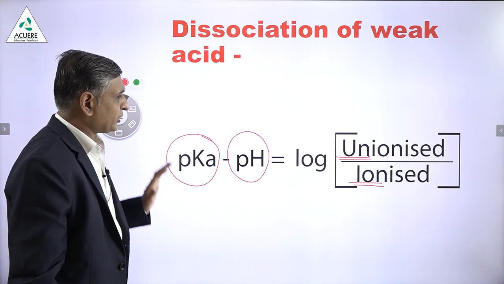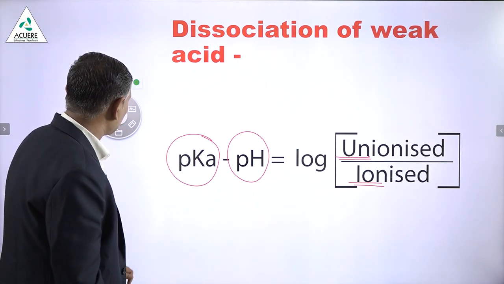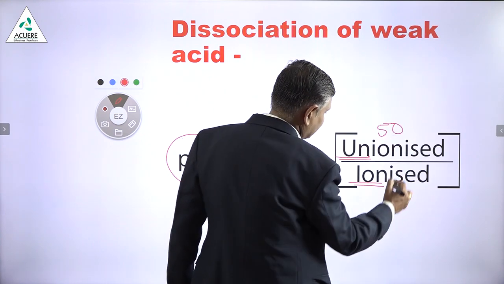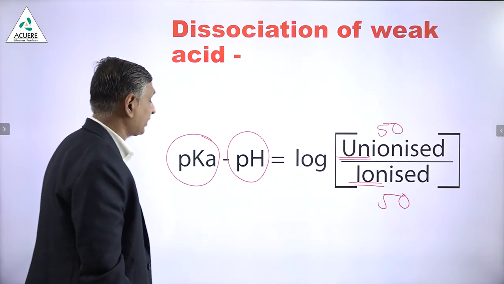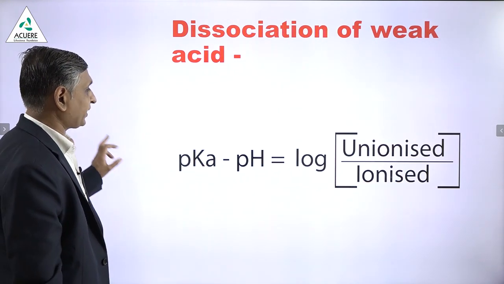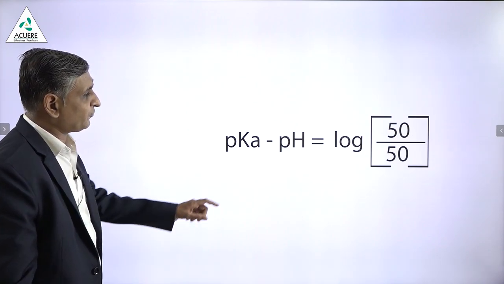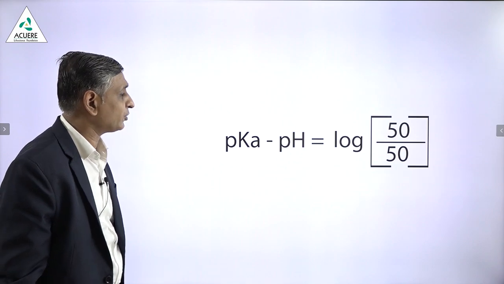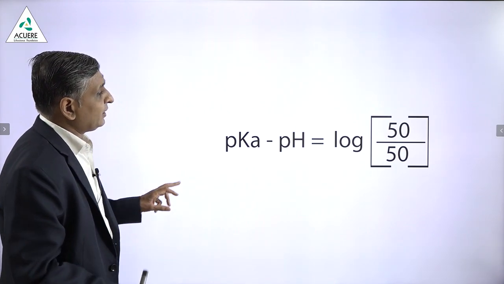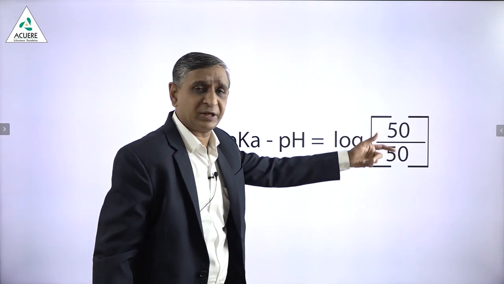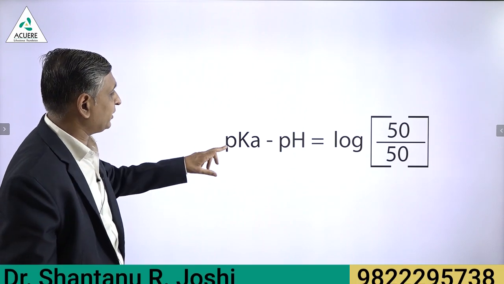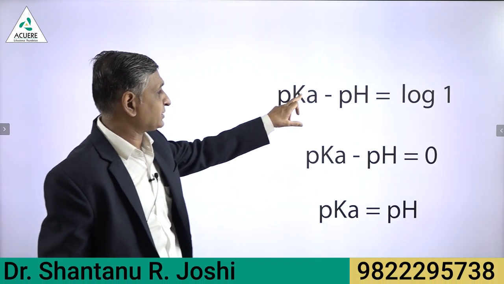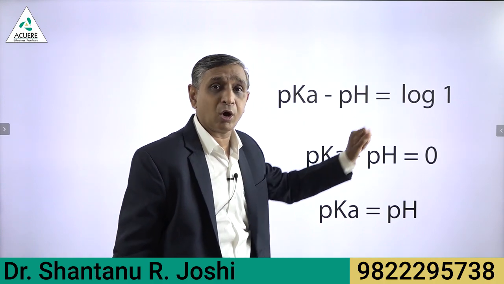Now, I am going to tell you very simply, suppose I have a drug which is 50% ionized and 50% unionized. What will be its effect on the formula? 50 divided by 50 is 1, and that's why the equation will be pKa minus pH is equal to log of 1.